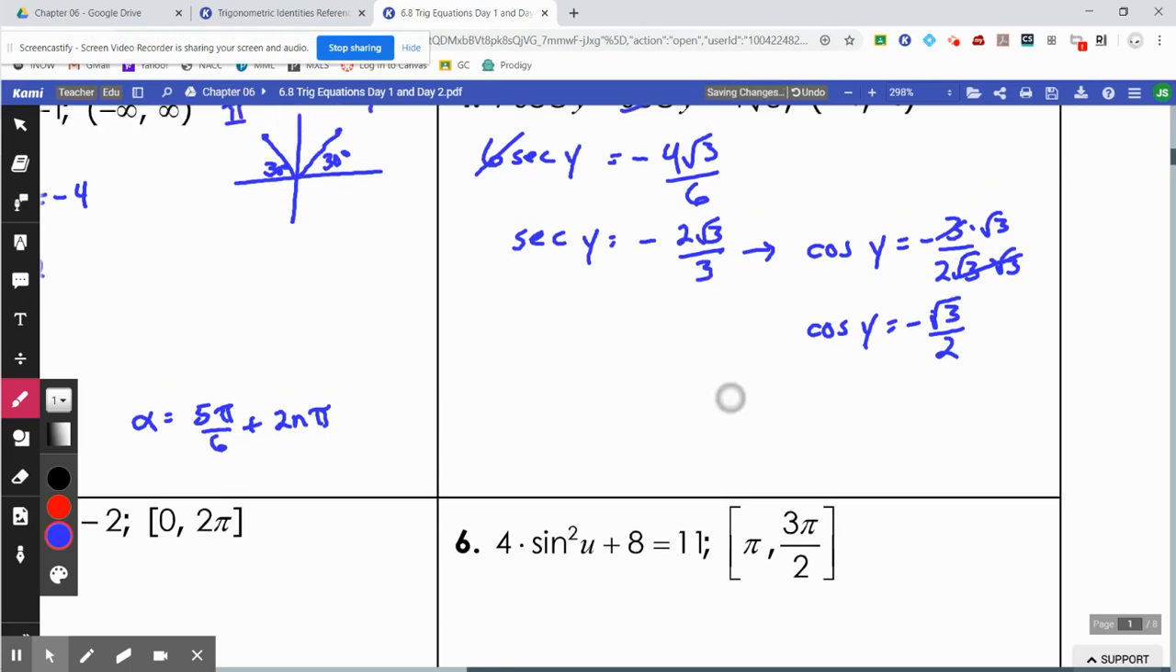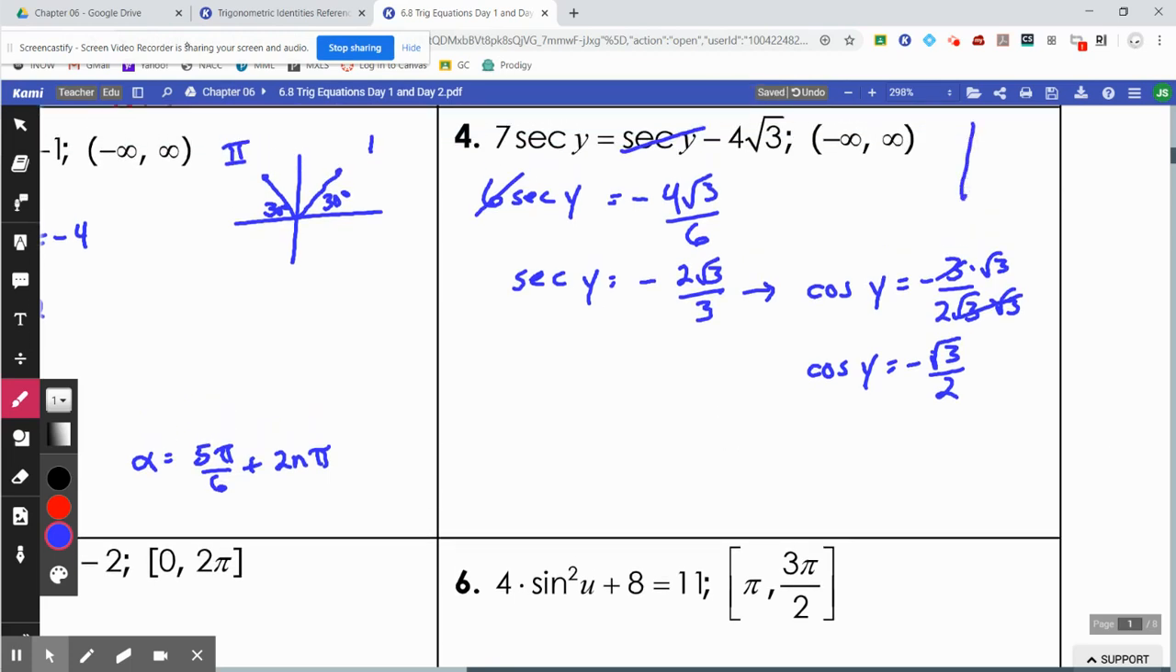Okay, now where is cosine negative? Let's draw our unit circle quadrant here. Cosine is negative in the second and in the third quadrants. Find your reference angle. The cosine of what is root 3 over 2? That'd be in the first quadrant. The cosine of what angle is root 3 over 2 would be a 30-degree angle. So therefore, your answers are going to be here and here, and they're going to have reference angles of 30 degrees.